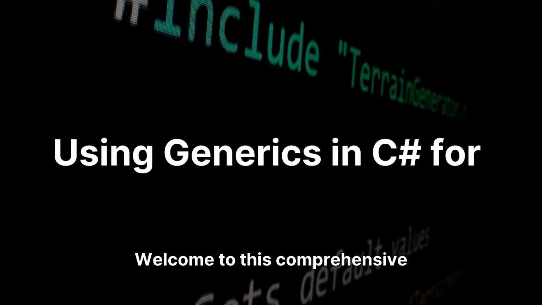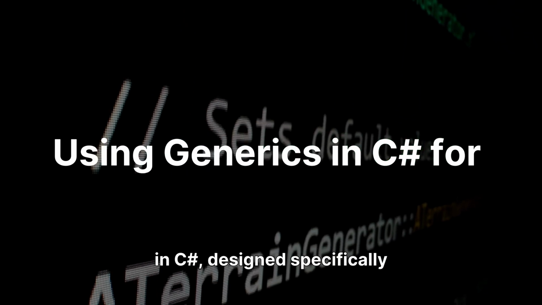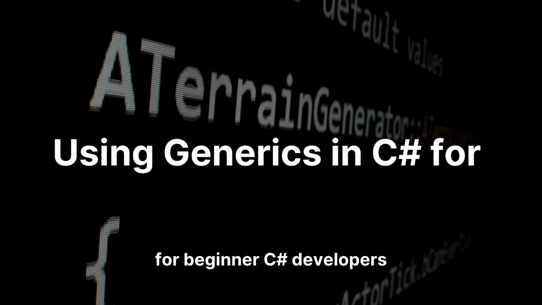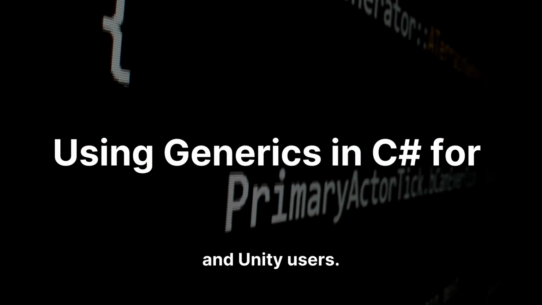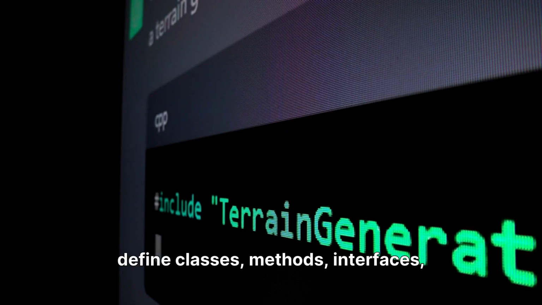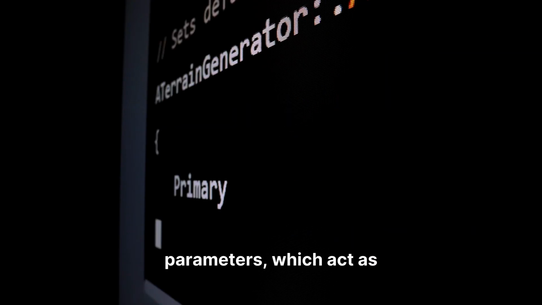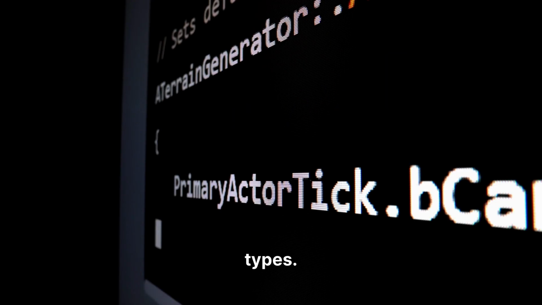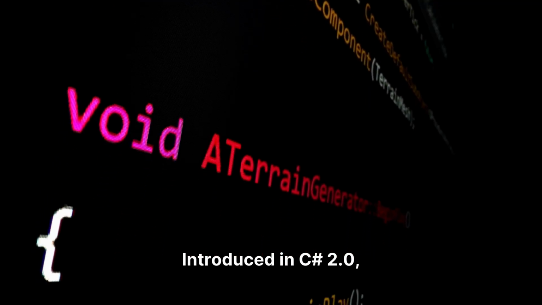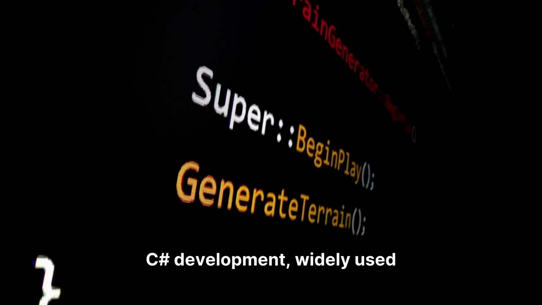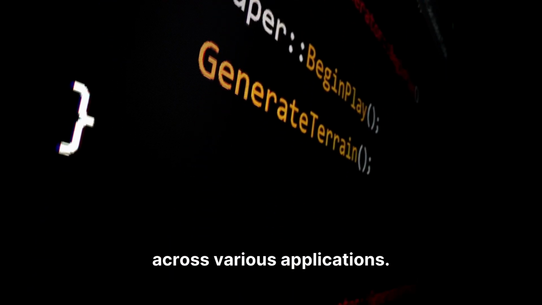Welcome to this comprehensive guide on using generics in C#, designed specifically for beginner C# developers and Unity users. Generics are a powerful feature in C# that allow you to write flexible, reusable, and type-safe code. They enable you to define classes, methods, interfaces, and delegates with type parameters, which act as placeholders for specific data types. Introduced in C# 2.0, generics are now a fundamental part of modern C# development, widely used across various applications.